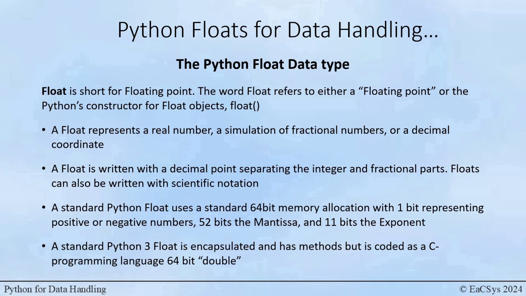Floats are a fundamental data type in Python, and a Python float is defined as a native Python object and abbreviated as a float. Digitally speaking, a float is an abbreviation for the concept of a floating point or a reference to the Python floats constructor function that creates Python floats. A floating point is a way of simulating some fractional numbers or a way to define numeric coordinates.